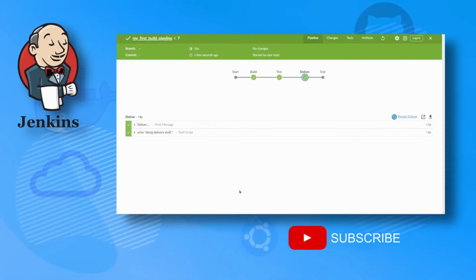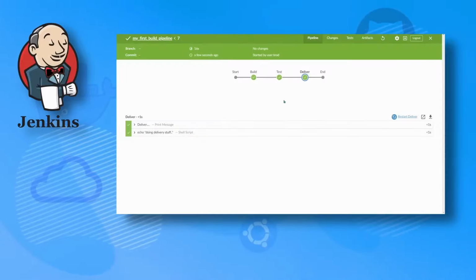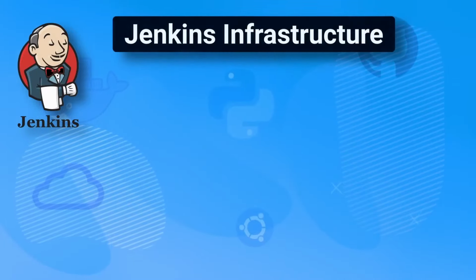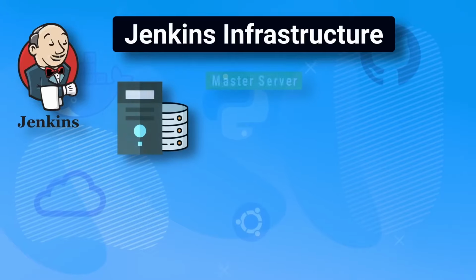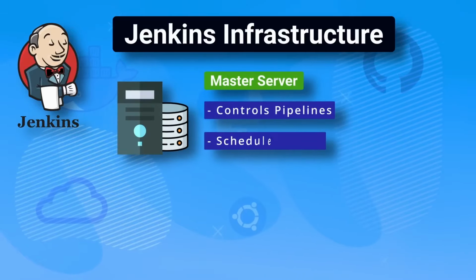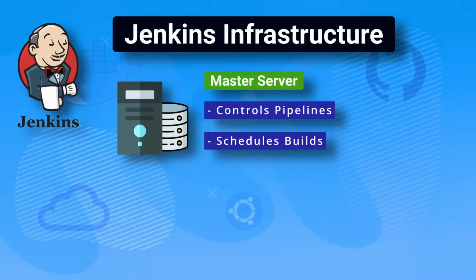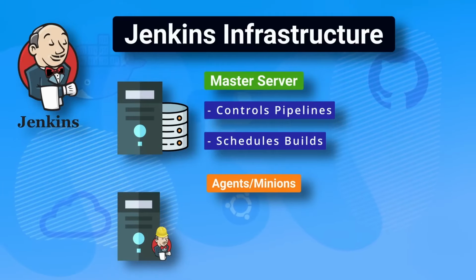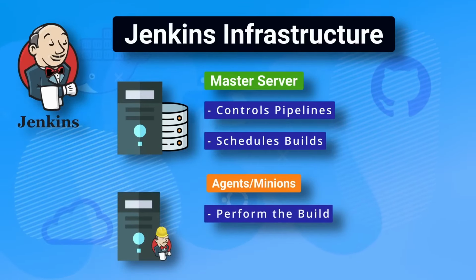So now that you know what Jenkins is, let's get into Jenkins infrastructure, which is pretty simple. First, you have the master server, which controls the pipelines and schedules builds to agents. And then you have the agents, which run the build in their workspace.